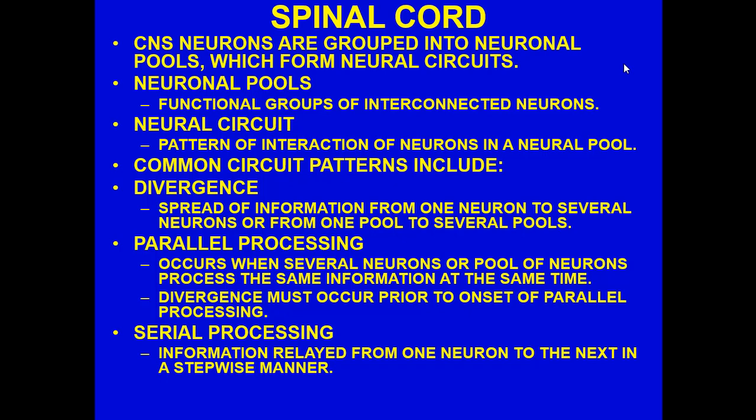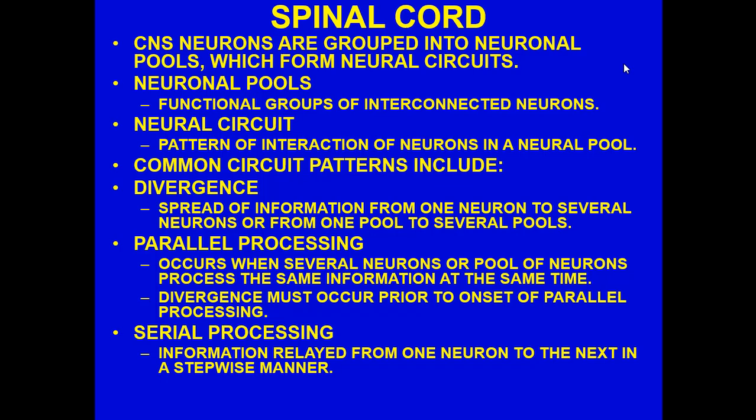The central nervous system neurons are grouped into neural pools, which form neural circuits. A neuronal pool is a functional group of interconnected neurons. You're going to see that a lot in the spinal cord. A neural circuit is a pattern of interaction of neurons in a neural pool. There are common circuit patterns, and these include divergence, the spread of information from one neuron to several neurons, or from one pool to several pools.